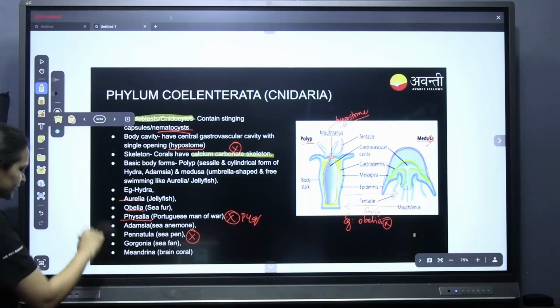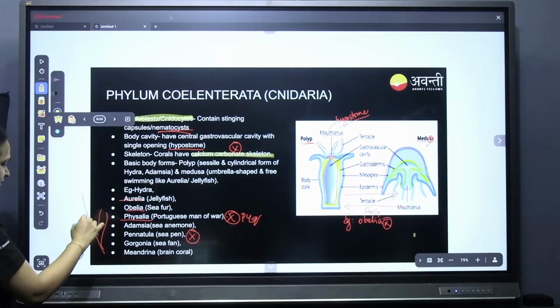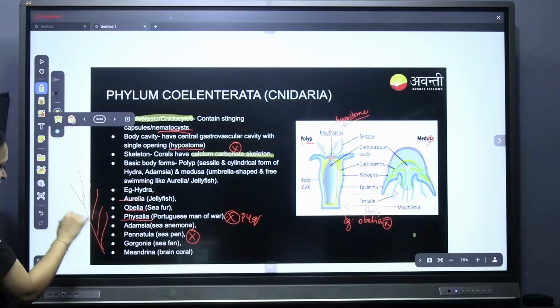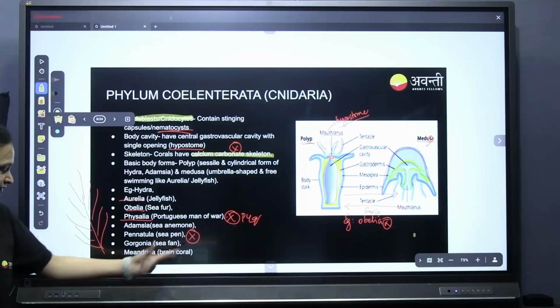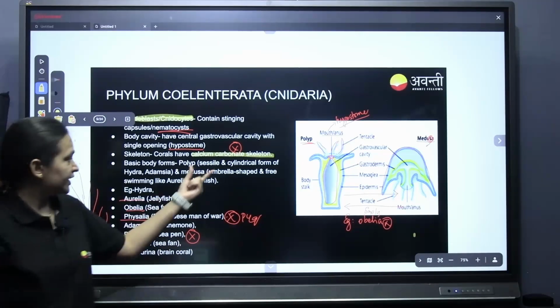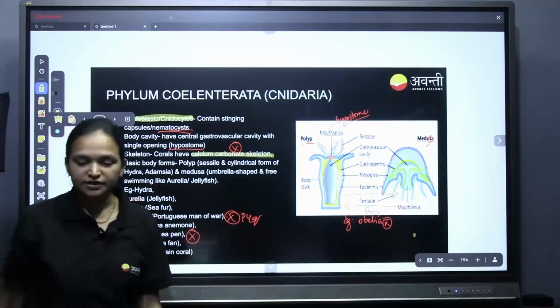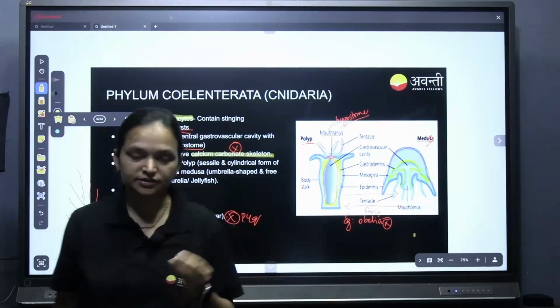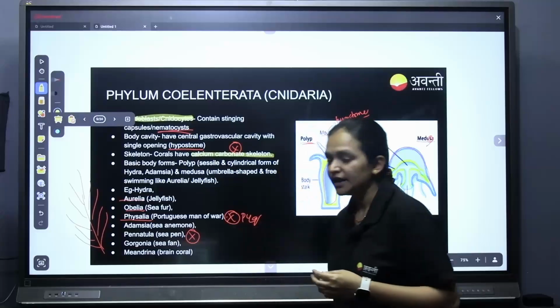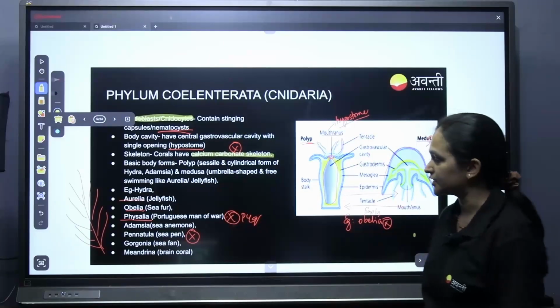सी फैन मतलब कैसे पता है, ये ऐसे होता है और ऐसे उसका फैन जैसा स्ट्रक्चर होता है, उसको सी फैन बोलते हैं. ऐसे वाला स्ट्रक्चर होता है उसका, गॉर्गोनिया का, दैट इज सी फैन. एंड मियांड्रीना ब्रेन कोरल मैंने बोला था ना, इट हैज़ द कैल्शियम कार्बोनेट स्केलेटन, और इट इज़ यूज्ड इन ऑर्नामेंट्स. ये ज्वेलरी इसमें पहनते हैं, वो कोरल होता है. दैट कोरल बिलोंग टू दिस फाइलम Coelenterata.